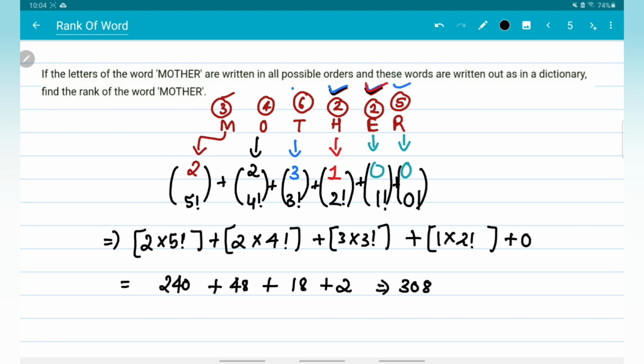So there are 308 words that come before the word mother. So in order to find the rank of the word mother, again we are going to add 1. So 309. Okay, 309 is the rank of the word mother.